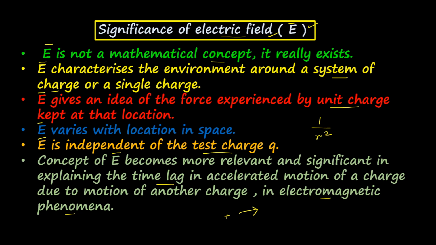This is a charge, and imagine that it is moving in the direction shown by the arrow. What does this concept tell us? It tells us about the time lag in the accelerated motion of a charge due to the motion of another charge. Consider another charge in its vicinity. Suppose this source charge Q starts moving in this direction. Then this test charge also moves and its motion is accelerated, that is, velocity increases. But it starts motion only after some time. That is, there is a time lag in the motion of the test charge.